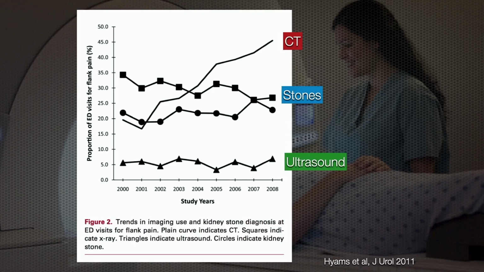So here's a graph from that same study that basically showed the incidence of stones in that time period, from the early 2000s to the late 2000s, so up to 2010 or so. The incidence of stones maybe climbed a little bit, but not a ton. But man, look at that CT incidence, or CT scan performance. It went way, way up.